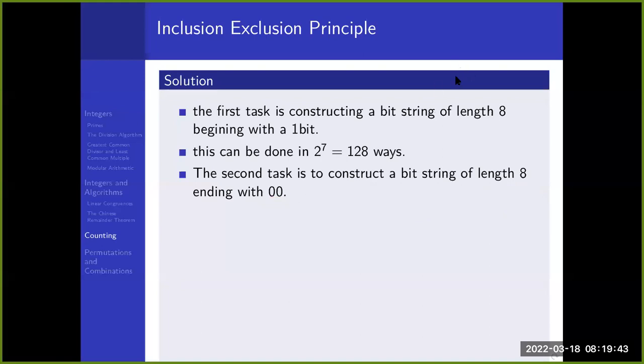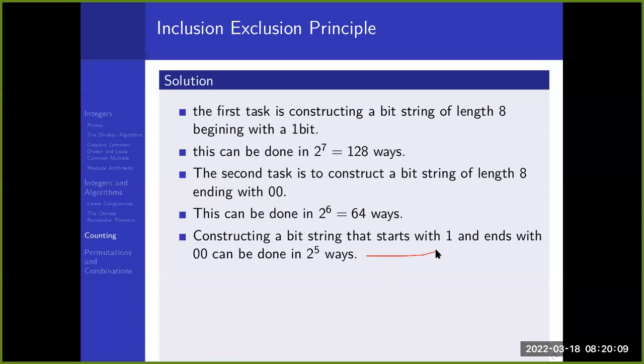So we figure that should be 64 ways to construct a bit string of length 8 ending with 2 zeros. Now the next task is to find the number of elements in the intersection of the 2, and that will be bit strings that start with a 1 and end with 2 zeros.